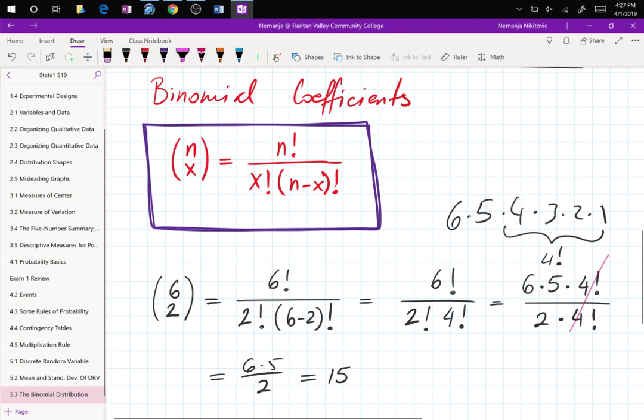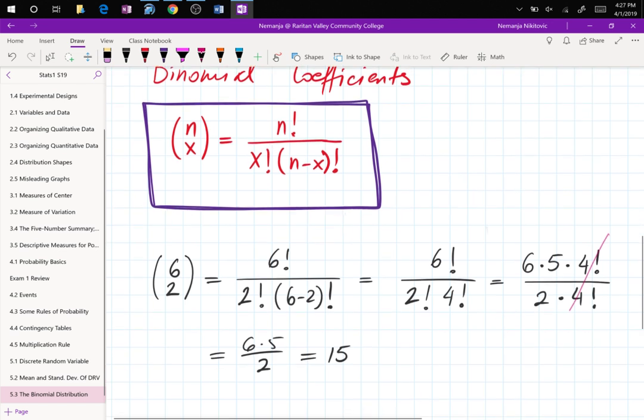So you just peel off what you don't need, and the rest of the factorial stays, and you just cancel the whole thing. It's very helpful for large numbers.